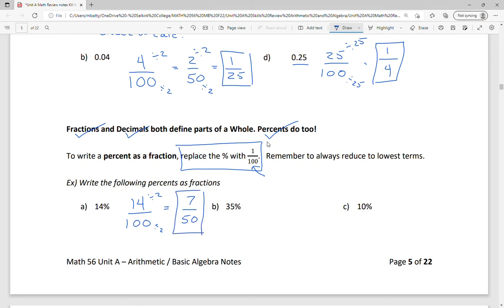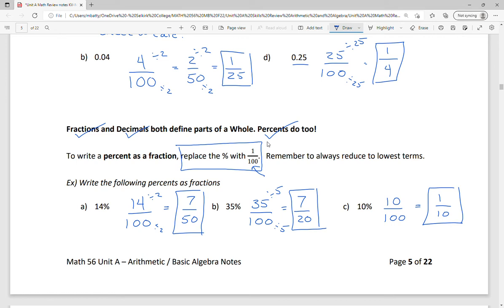So 35% is really 35 over 100. Reducing to lowest terms, I get 7 over 20. And the last one, 10 out of 100 would be 1/10. One-tenth you might think of as 0.1.